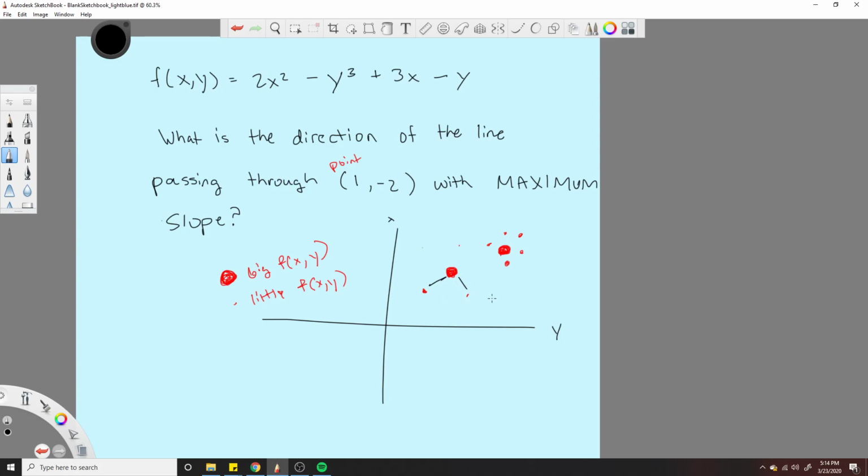Like if this was Google Maps or something like that, this might be a skyscraper, and this is maybe a small building next to it, or a car, or just a street. You know what I mean? Or it could be a mountain. That's kind of what you're looking for. So we want to see where the max slope is.